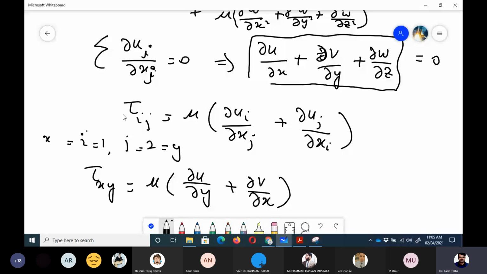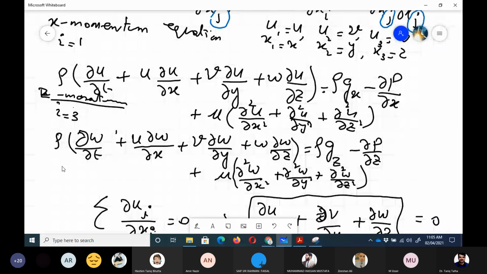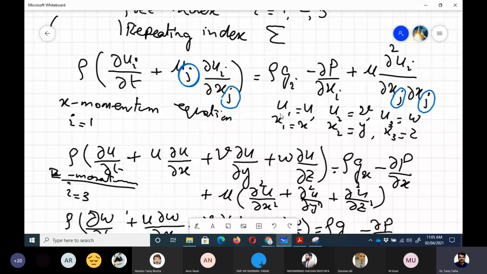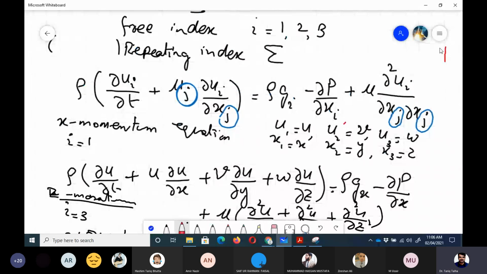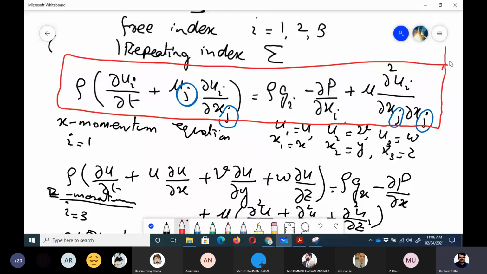Similarly, we can write jk. In that case, j would be equal to y and k would be equal to 3, which is equal to z. So in this way, we can easily get these relations in the tensor form. So these are the Navier-Stokes equation in tensor form.